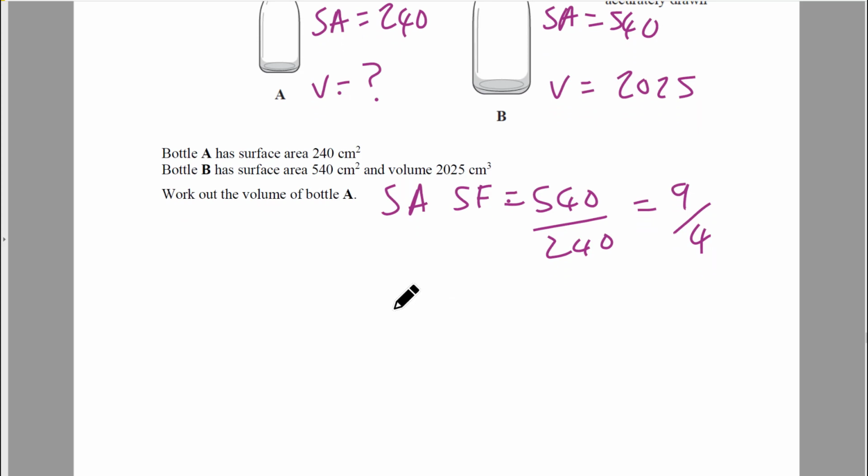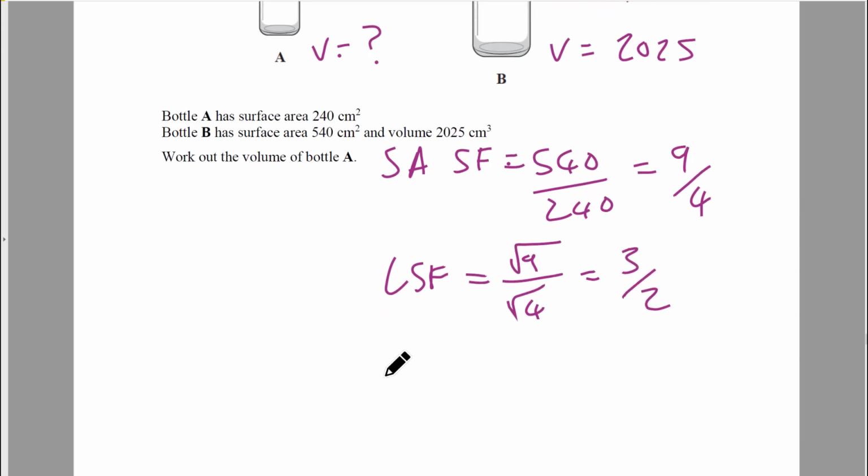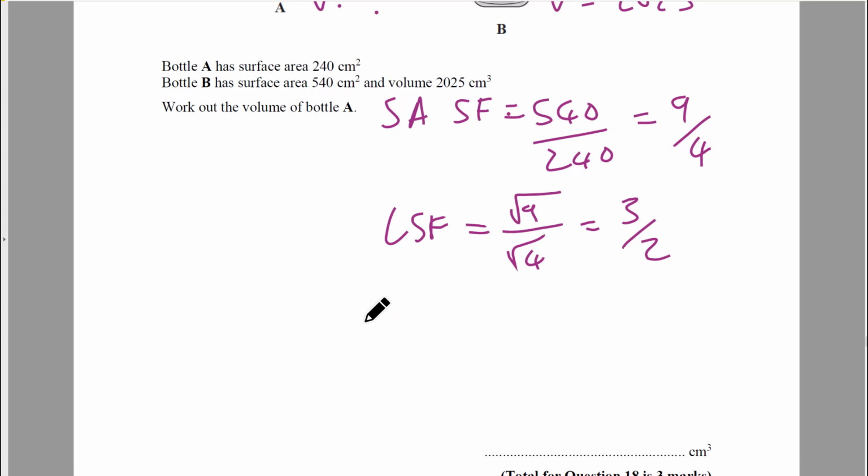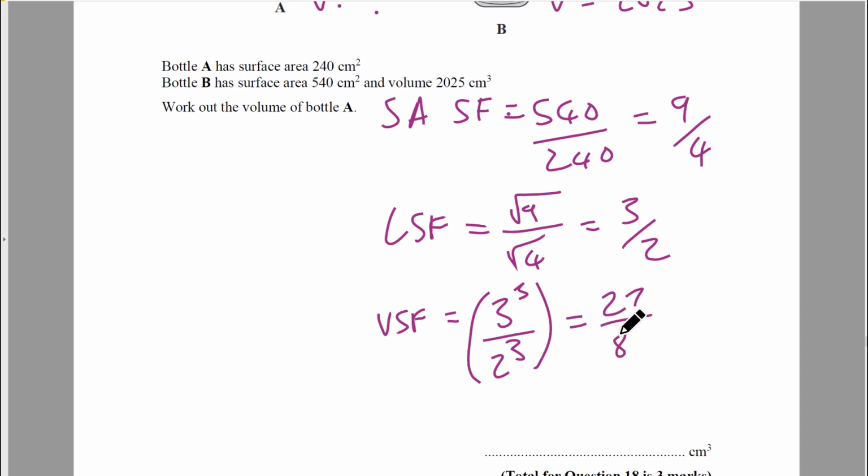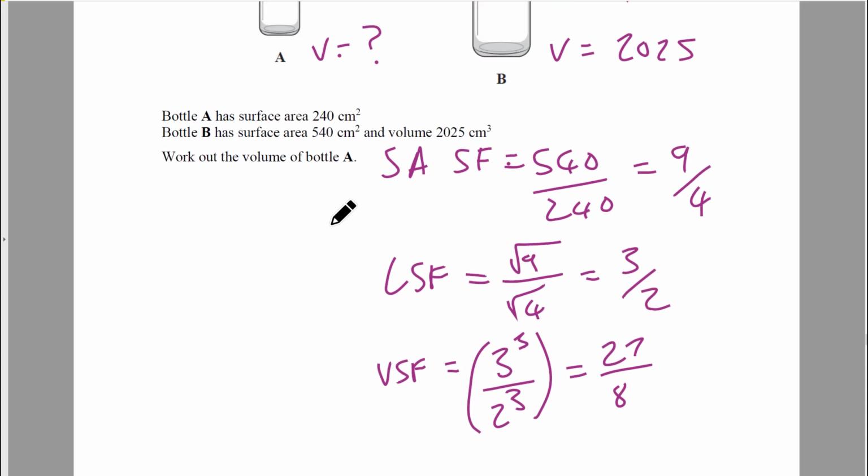Now, length scale factor, we want to find a length scale factor, so we have to square root that. So square root of 9 over the square root of 4 is 3/2. So the volume scale factor is going to be 3 cubed, because it's the whole thing cubed, over 2 cubed. So I'm doing it like this just in case you get a question like this on the calculator test. That's 27/8.